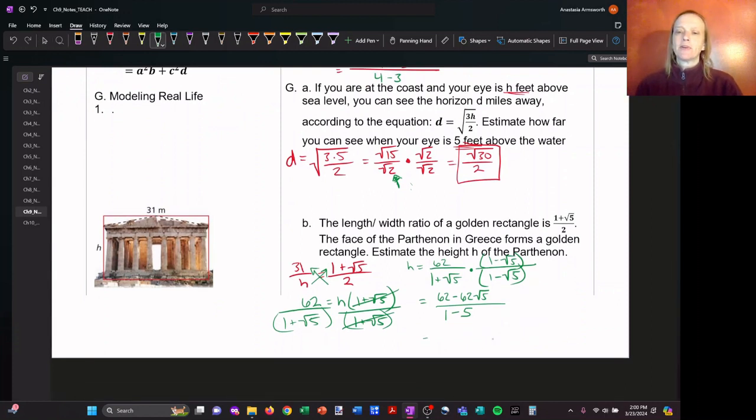And simplifying this further, I get 62 minus 62 square root of 5 over negative 4. And if I plug this in my calculator, I end up getting a value of about 19.16 meters. So that's how tall the face of the Parthenon in Greece is. I hope this helped.